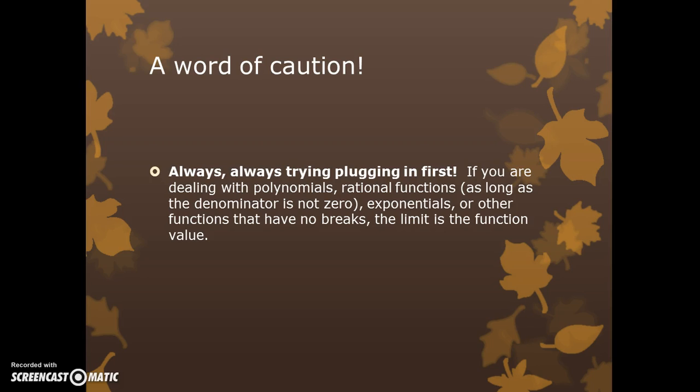In these cases, when you've got functions that have no breaks, the limit is just the function value, and you can easily obtain the limit value by just plugging in the x value into the function. For example, take the rational function x squared plus 1 over x plus 2. In this case, this is a rational function with a problem only at x is equal to -2.